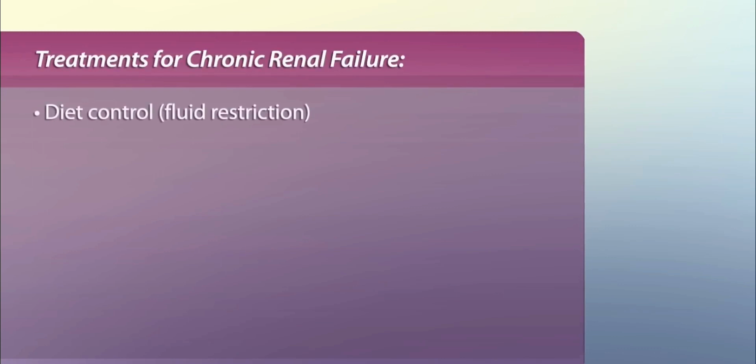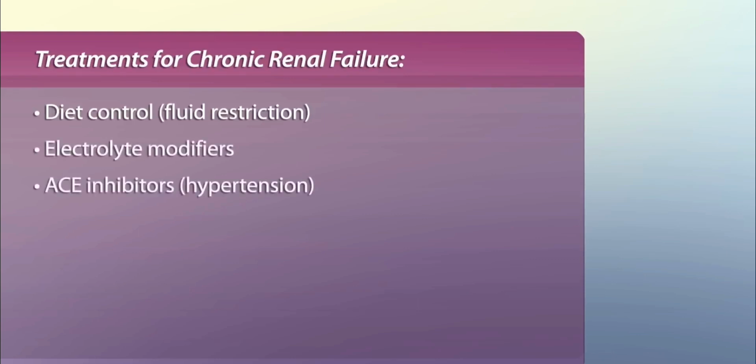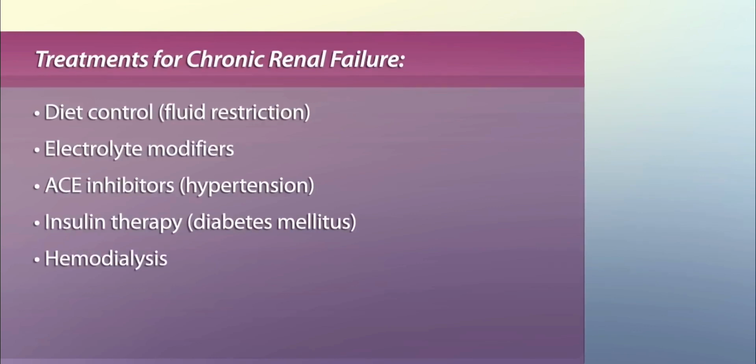Treatments include dietary control, including fluid restrictions, medication for the underlying condition, and electrolyte modifiers. ACE inhibitors for hypertension and insulin therapy or hemodialysis can reduce chronic renal failure.